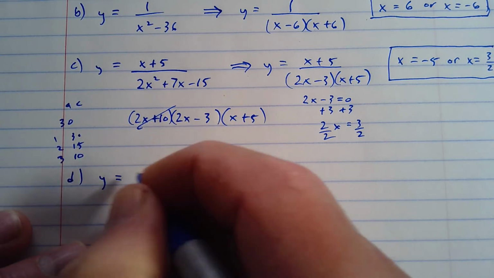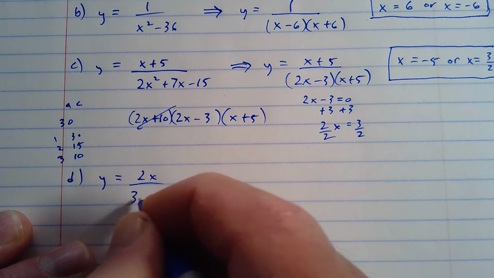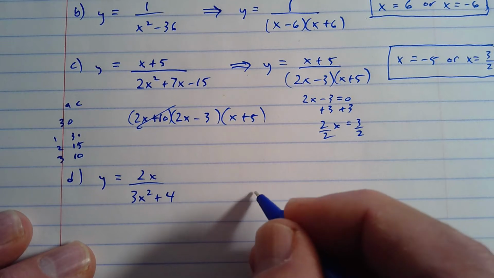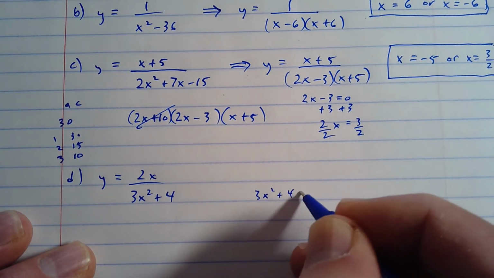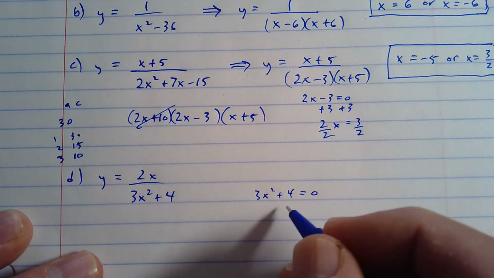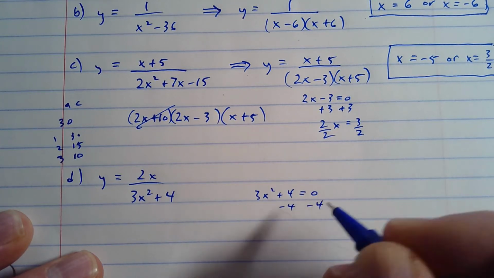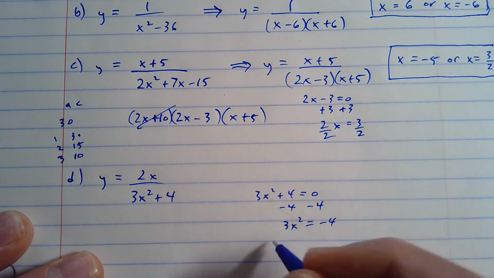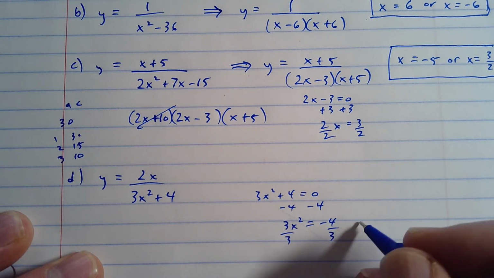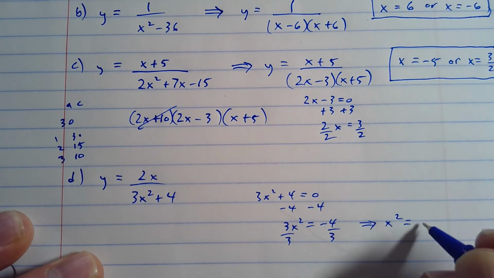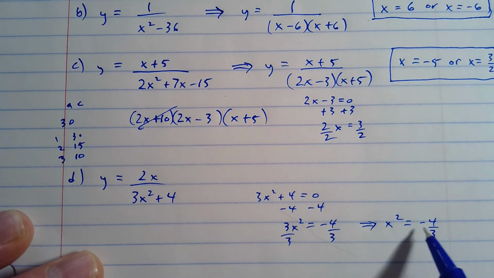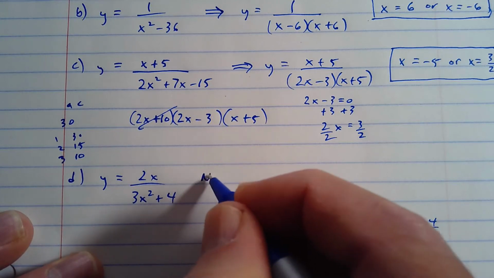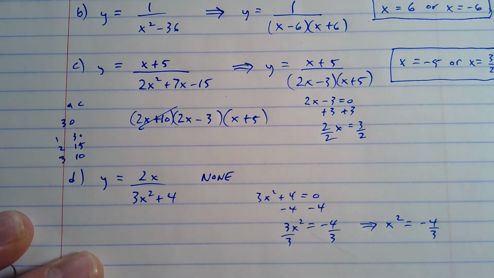The last example of these would be this: y equals 2x over 3x squared plus 4. If we try to make this 3x squared plus 4 equal to 0, it's not going to give us a regular number. It's going to give us a complex or imaginary number, because we're going to end up with a square root of negative 4/3. So this gives me x squared equals negative 4/3. I don't have to worry about any values of x that would make this 0. So in this case, there are no points of discontinuity for this one.